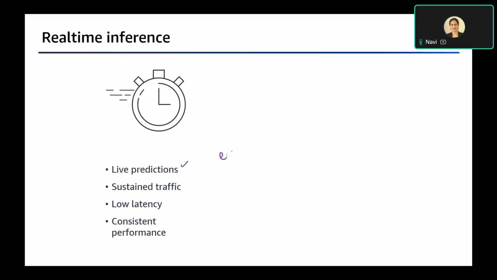I want to know right now if this email is spam or not. I don't want to wait for 1 week to know. I want to know right now if this transaction is fraud or not without waiting for a week. So here we have this real-time endpoint, which is always live, and it provides answers with low latency, very quick, and it has consistent performance. So it's great for applications that need fast responses, like chatbots and recommendation engines.